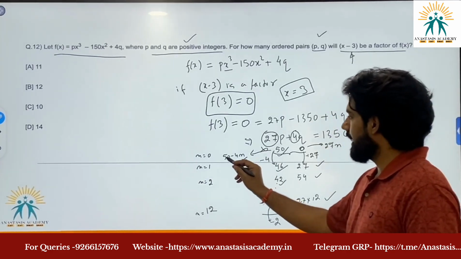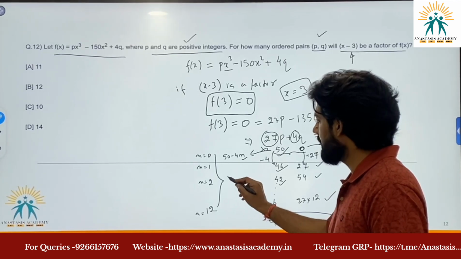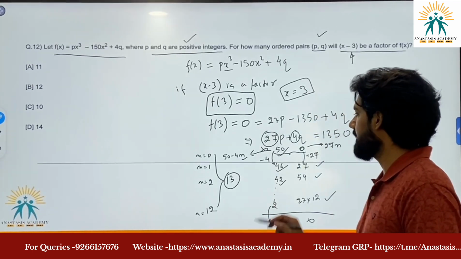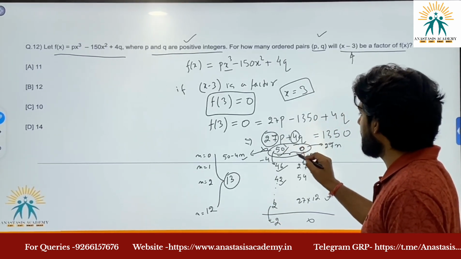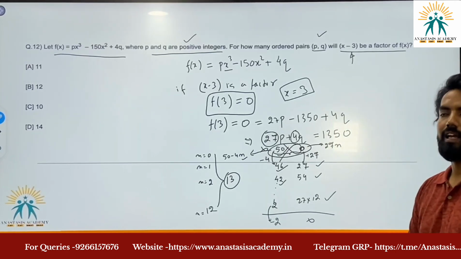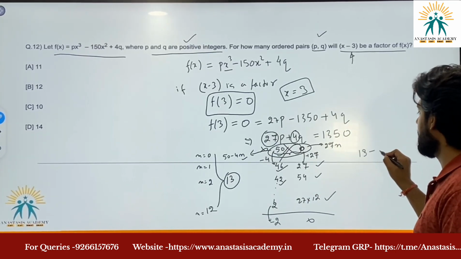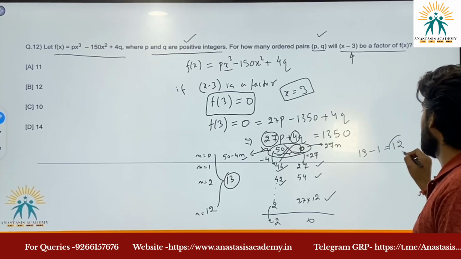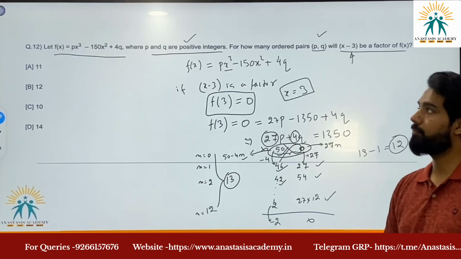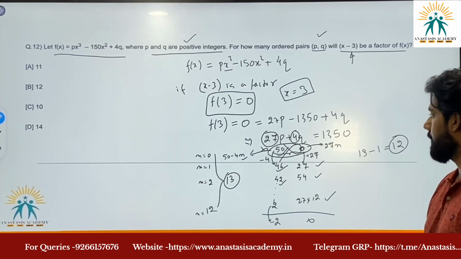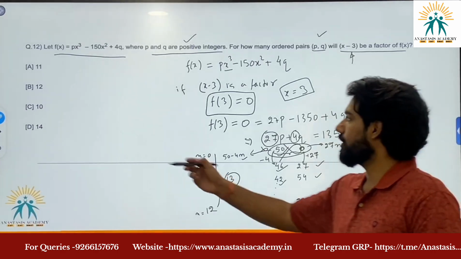So from n = 0 to n = 12, how many values are there? 13 ordered pairs. But this is not acceptable because q cannot take the value 0. So the correct answer to how many ordered pairs are possible is 13 minus 1, that is 12 ordered pairs of positive integers p and q. So the correct answer is option B.